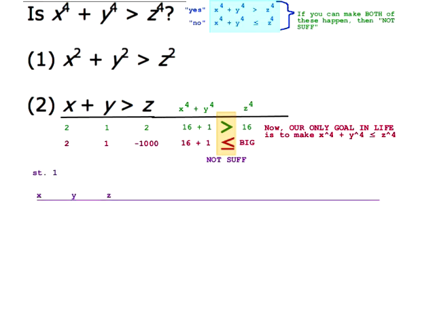So for statement 1, you're going to have to pick an x and a y and a z. That's the first thing you're going to have to do, of course.